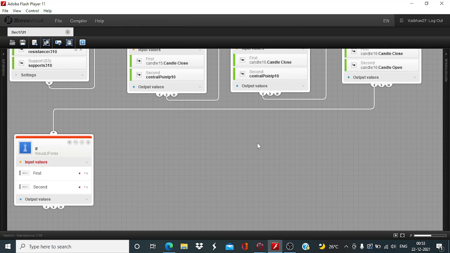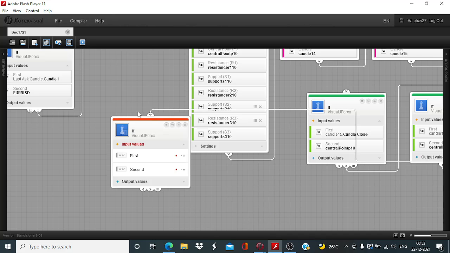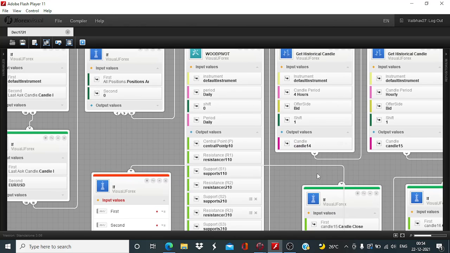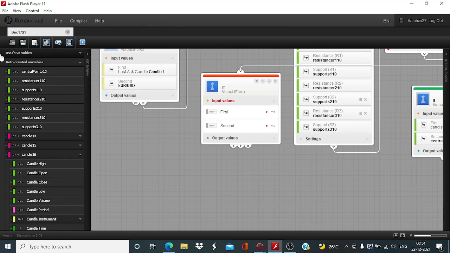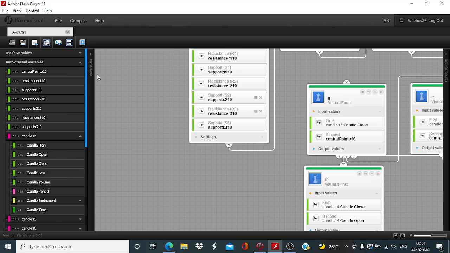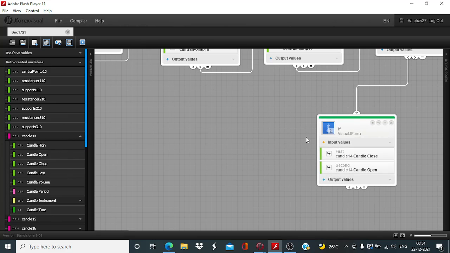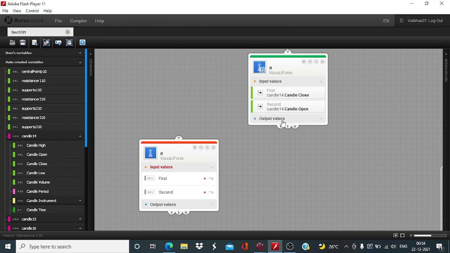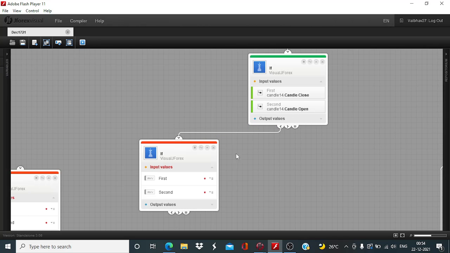We compare the 4 hourly candle closing levels also. For that we take into consideration the candle 14, and candle 14 candle close will need to be less than its opening price. Again, we add this condition, so in this case first input less than second input.